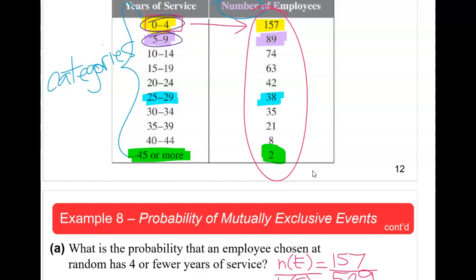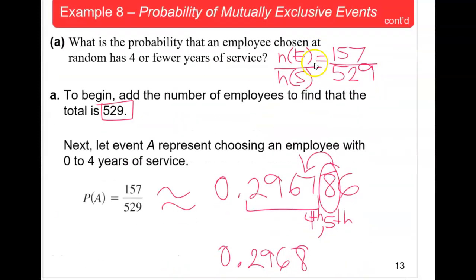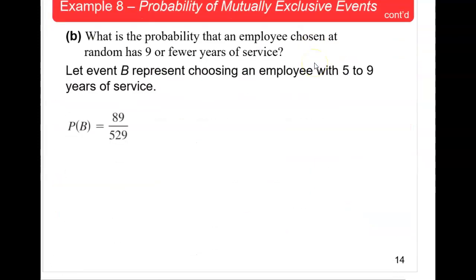So these two categories happen to be mutually exclusive because you cannot be at work for 1 year and also for 5 years. So the two events are mutually exclusive. So to answer a question that implies or, we simply have to add. So we're going to be adding 157 plus 89.